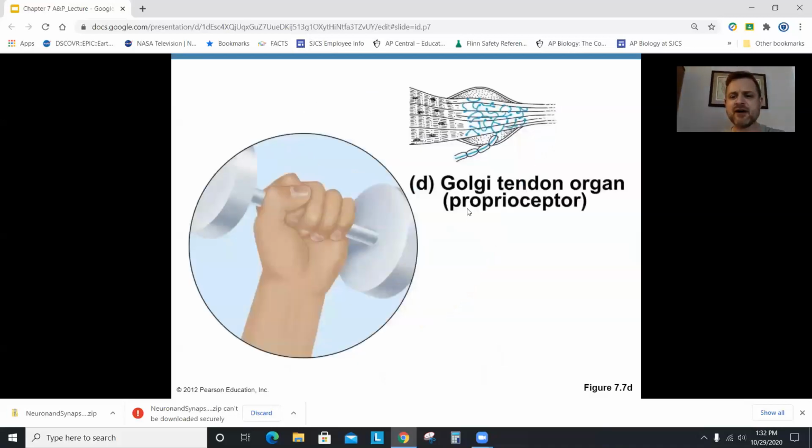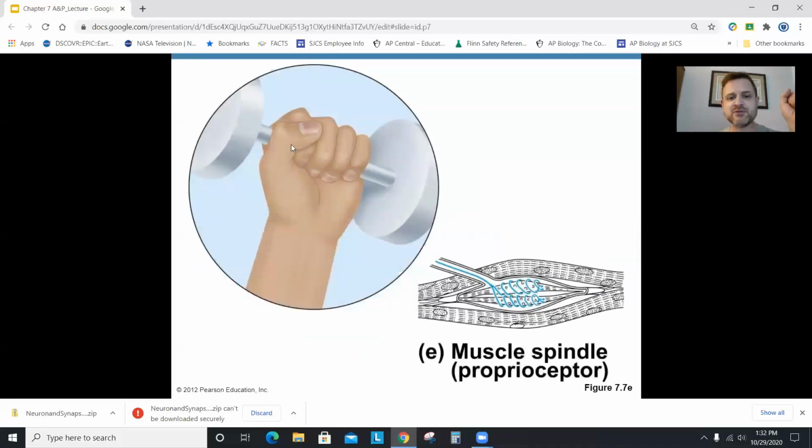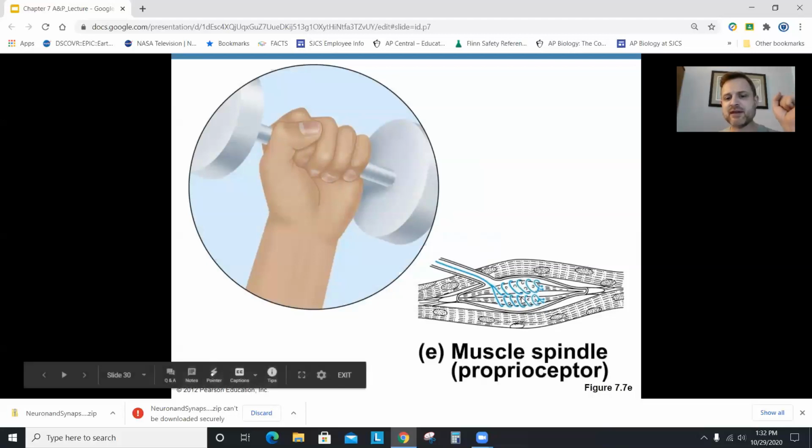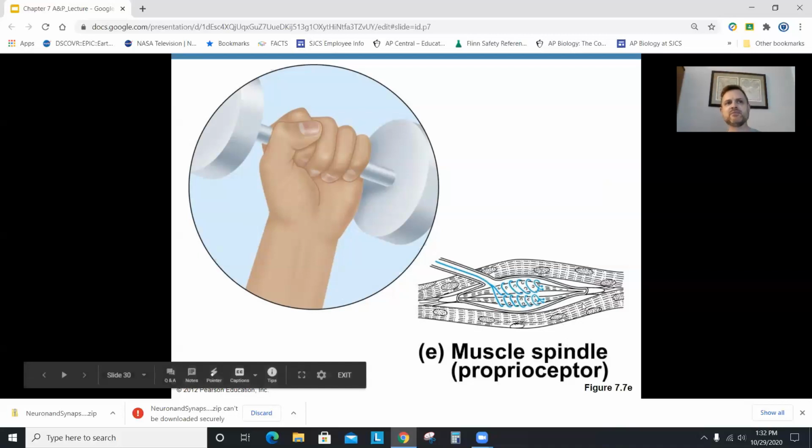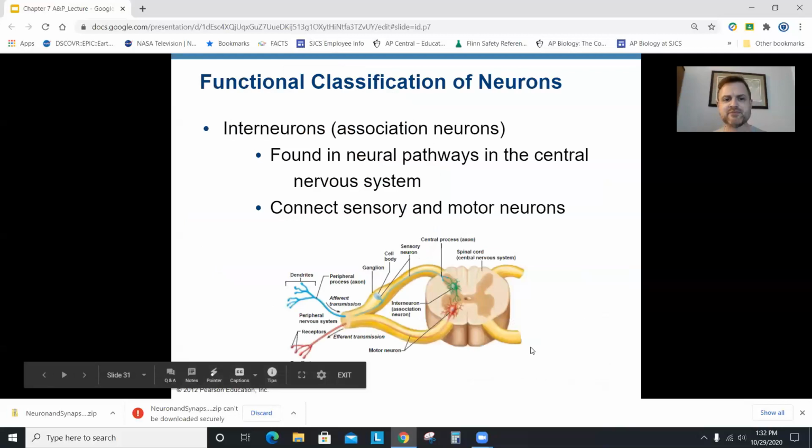Here I have a proprioceptor. If I'm holding that barbell, and say nothing is moving, I'm just holding it, there's still tension in that muscle, right? You can detect that in this one too. This is the same idea. Another receptor that can detect tension in a muscle, letting you know that it's contracting even though it's not actually moving anything. Those examples you don't need to know. It's just useful to go through different types of sensory neurons.